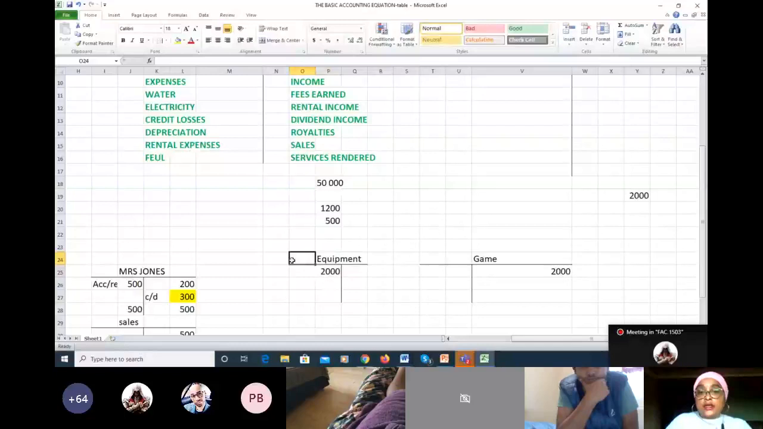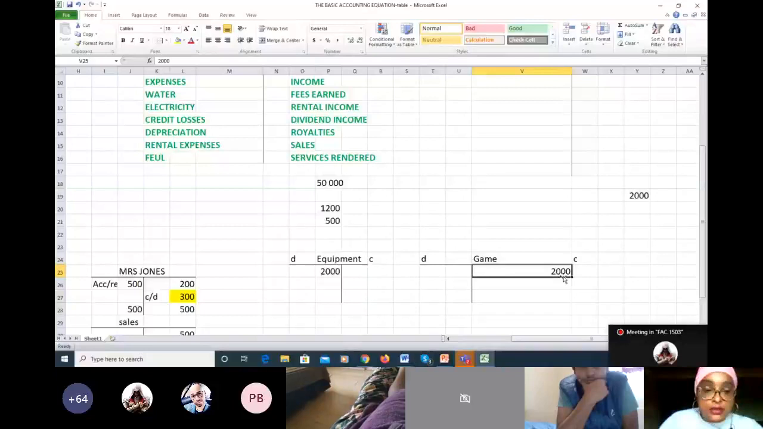And remember that assets increase on the debit side and they decrease on the credit side. Okay. So my assets increase on the debit side and my liabilities increase on the credit side. Remember, for every debit, you must have a corresponding credit to get it to balance. Okay, so I have my 2,000 rand there. That was, let's just put a date here, on the 1st of the 5th.